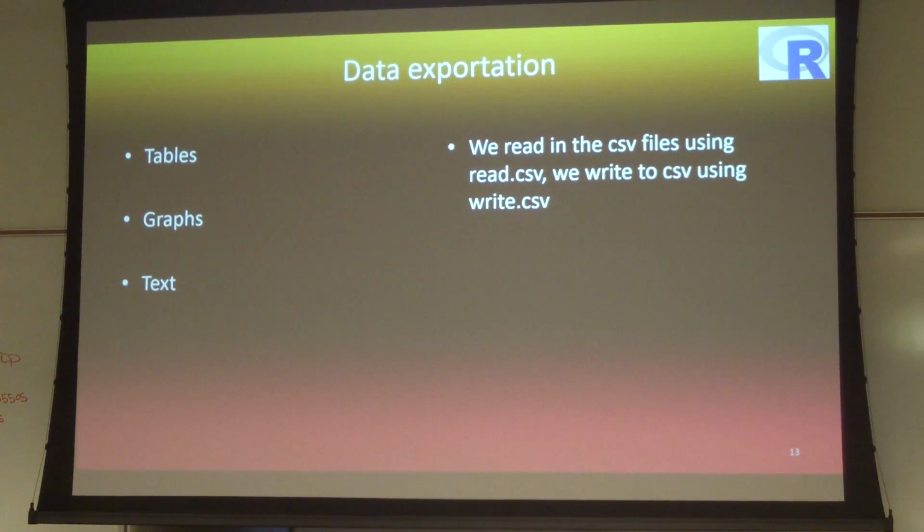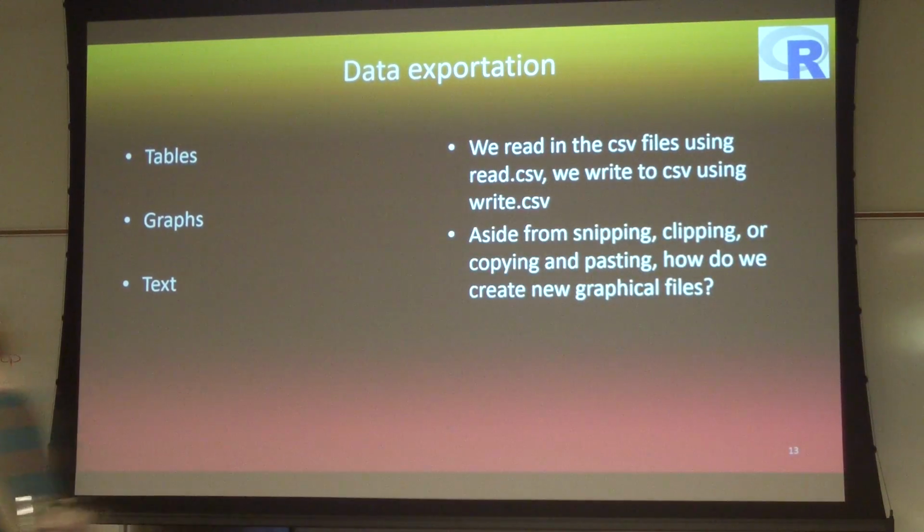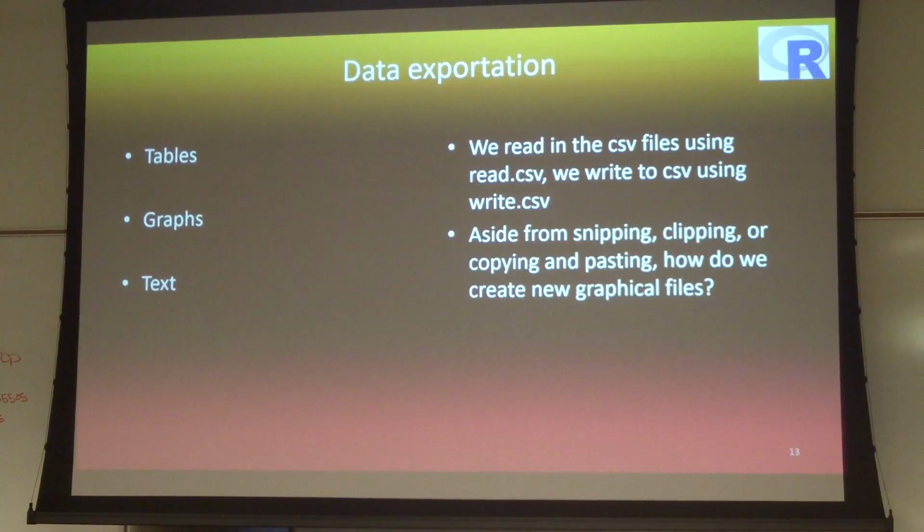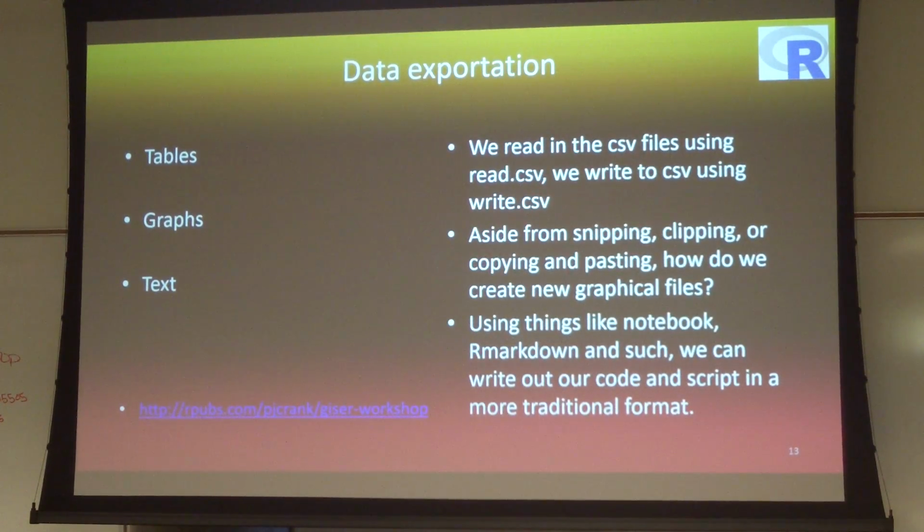Graphs, we can do a variety of different images. So you can use, aside from just clipping the data, using your alt print screen and cropping, you can print it within the code as a PNG, a BMP, a JPEG, a TIFF. You can do that all from within R. And then your text, you can make it look pretty, basically.